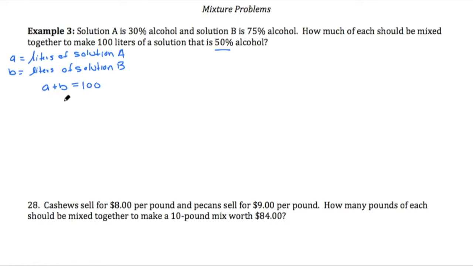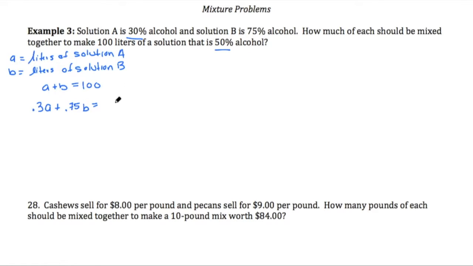So however much of solution A we add, we're going to basically multiply it by its concentration. Now, we're going to take that 30% and turn it into its decimal equivalent. So 30% would be 0.3. So 0.3 times the liters of A would give us how much of the alcohol we get from solution A. And then from B, that's 0.75 times B. So if we take the alcohol we get from A and the alcohol we get from B, that should equal the total alcohol, not the total liters. So it's not going to equal 100, and 50% isn't an amount, it's a percentage.